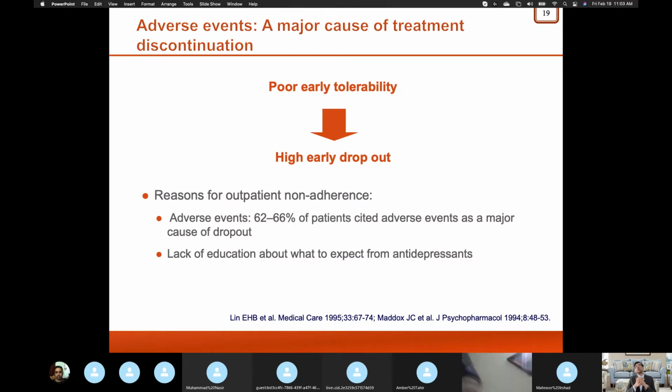Adverse events are a major cause of treatment discontinuation. So you have given bupropion. The patient develops agitation. He will leave the drug. You are gone. You are ended. He will go to another psychiatrist. The next psychiatrist may be competent, may be non-competent. If he is competent, he will move forward and make sure that he won't give bupropion again because the patient develops agitation with it.